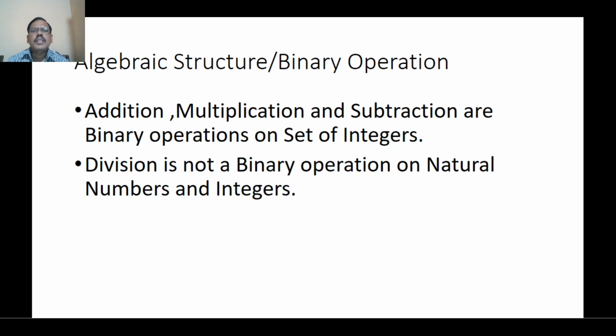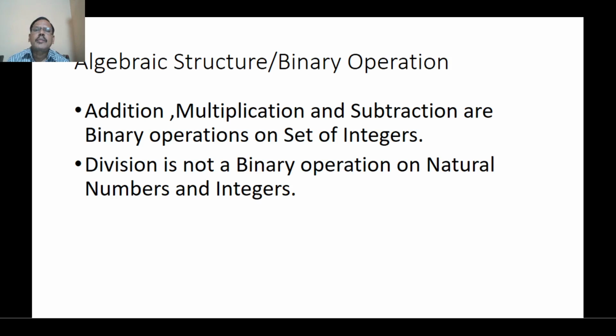Addition, multiplication and subtraction are binary operations on the set of integers. 2 minus 3 is equal to minus 1, and the resulting element is also an integer. 10 minus 5 is equal to 5, also an integer. 0 minus 10 is equal to minus 10, also an integer. So subtraction is a binary operation on the set of integers.